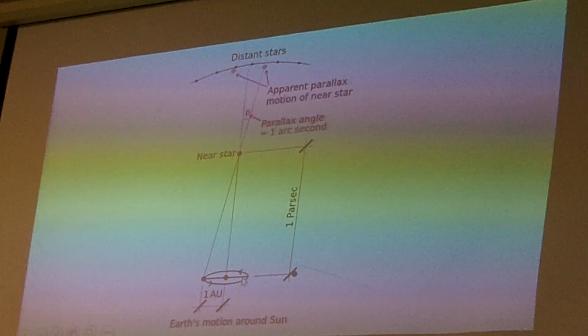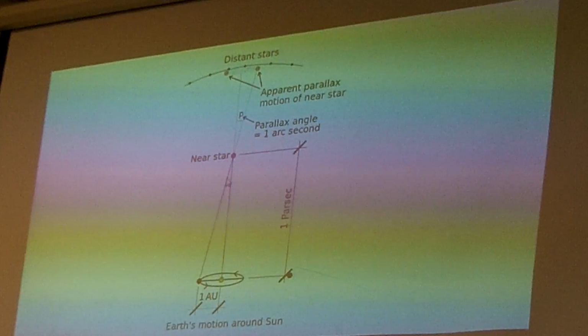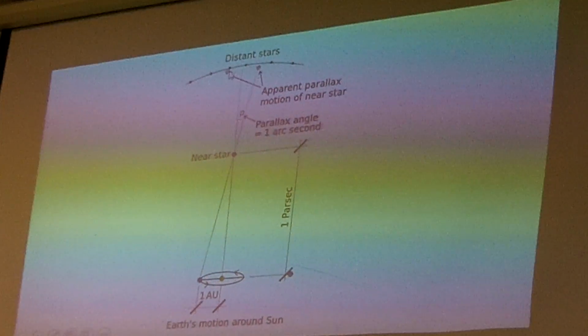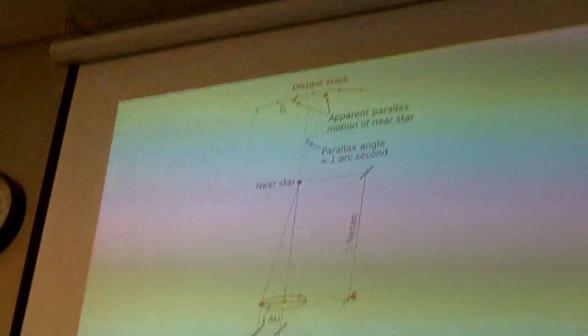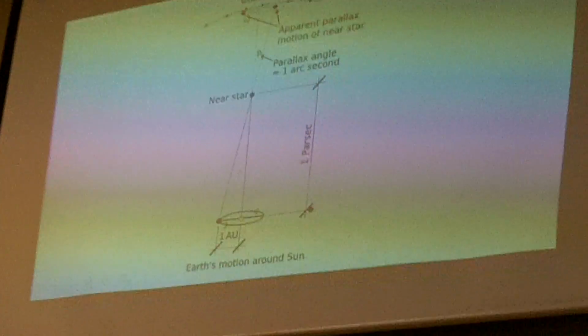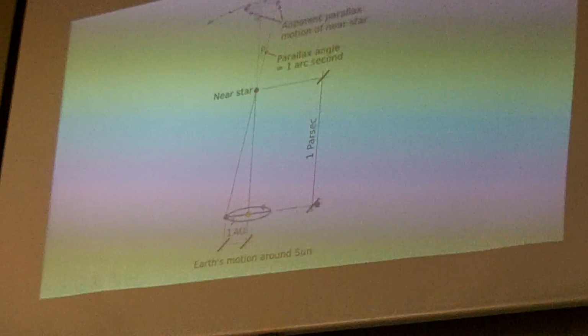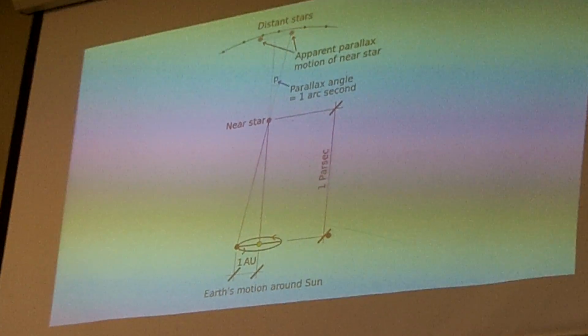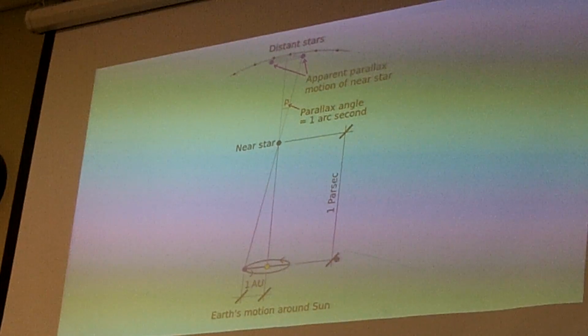And then 6 months later, when the Earth is on this side and we look at it, the star appears behind, between those two stars. So we know that that star has shifted a certain amount, and we can mathematically determine the distance to the star that way.